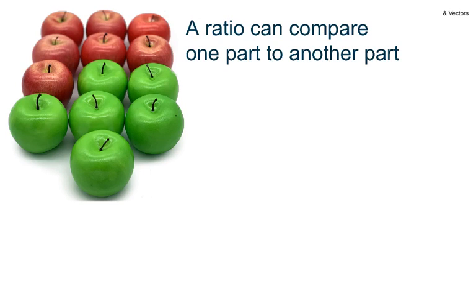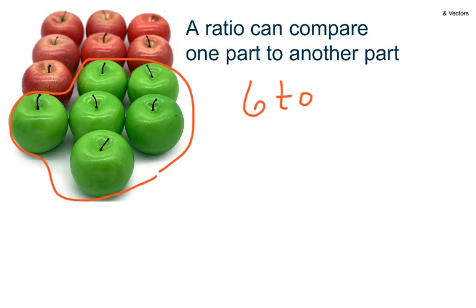So here I have some red and green apples, and I want to write a ratio where I can compare one part to another part. So I'm going to compare the green apples to the red. And since I'm doing the green ones first, 2, 4, 6, that's 6 to the red, which would be 2, 4, 6, 7 to 7. Or I can write it like this, 6 to 7. Or I can write it like this, 6 over 7. Okay, that's one way to compare it from one part to another part.